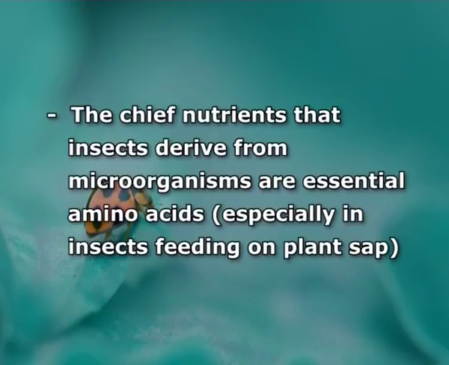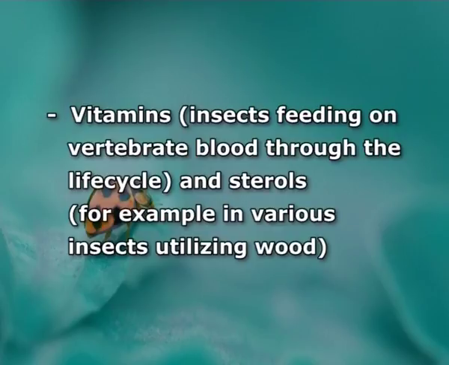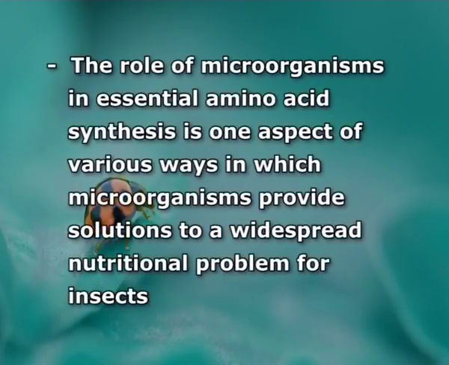The chief nutrients that insects derive from microorganisms are essential amino acids, especially in insects feeding on plant sap, vitamins, in insects feeding on vertebrate blood through the life cycle, and sterols, for example, in various insects utilizing wood. The role of microorganisms in essential amino acid synthesis is one aspect of various ways in which microorganisms provide a solution to a widespread nutritional problem for insects, nitrogen hunger, as is considered first.